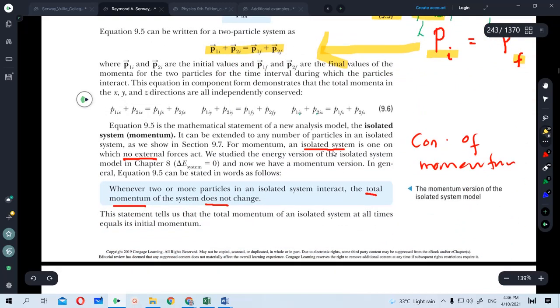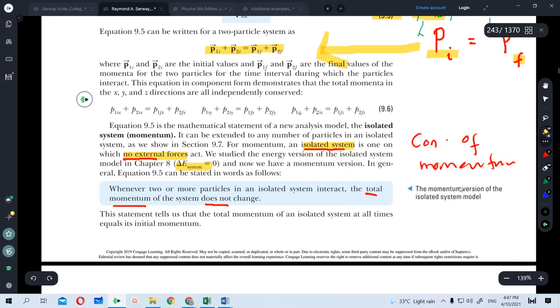Again, the term isolated indicates that there are no external forces, which we saw earlier, no friction. And in fact, we saw earlier as well that the change in the energy of the system would be 0. AKA, energy final minus energy initial is equivalent to 0, or delta K plus delta U is equivalent to 0. So that's the idea that it's trying to portray.